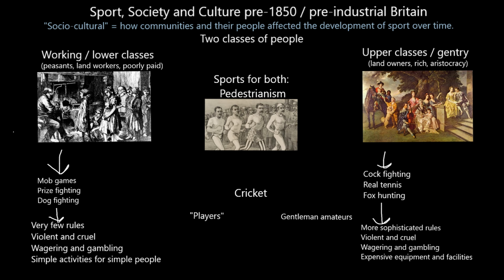However, there are sports that both take part in. Pedestrianism and cricket. Now, you might not believe what pedestrianism is, but literally these four guys here are footmen or butlers to the aristocracy. And rich families would have their footmen or butlers race each other. Again, cross-country races. So they have to be fit footmen or fit butlers.